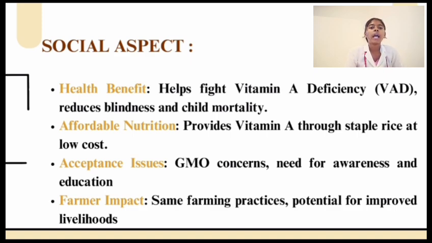Then acceptance issues. Some people worry because it is genetically modified. That's why we need more awareness and education so people understand its benefits. Then farmer impact. For farmers, the good news is that golden rice can be grown with the same farming practices as normal rice. It may also help improve their harvest in the future.